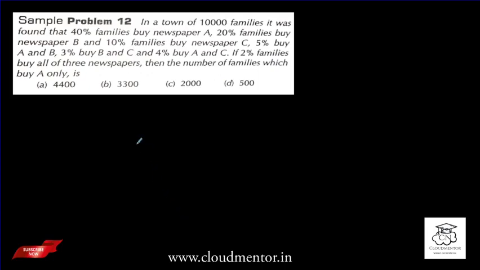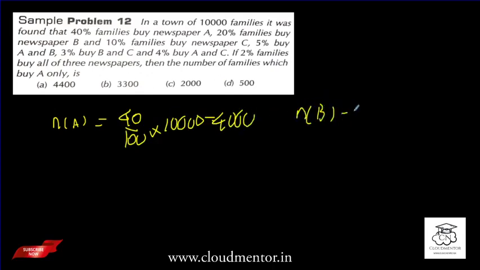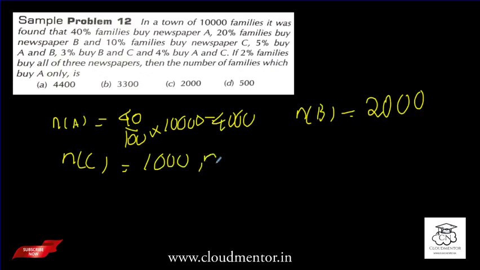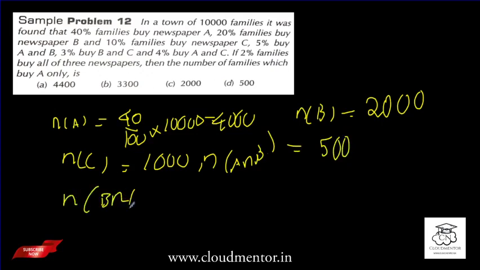Here we have to find those cardinal numbers, that is n of A can be found out by 40% of the families. There are 10,000 families, so 40% of 10,000 will be 40 by 100 multiplied by 10,000, that will be equal to 4,000. And like that, we now get n of B, that is 20%, so n of B will be 2,000, and n of C will be equal to 10%, so n of C will be 1,000. And now we can find n of A intersection B, those who buy both A and B, that is 5%, so 500. And n of B intersection C, both reading B and C, that is 3%, so 300.